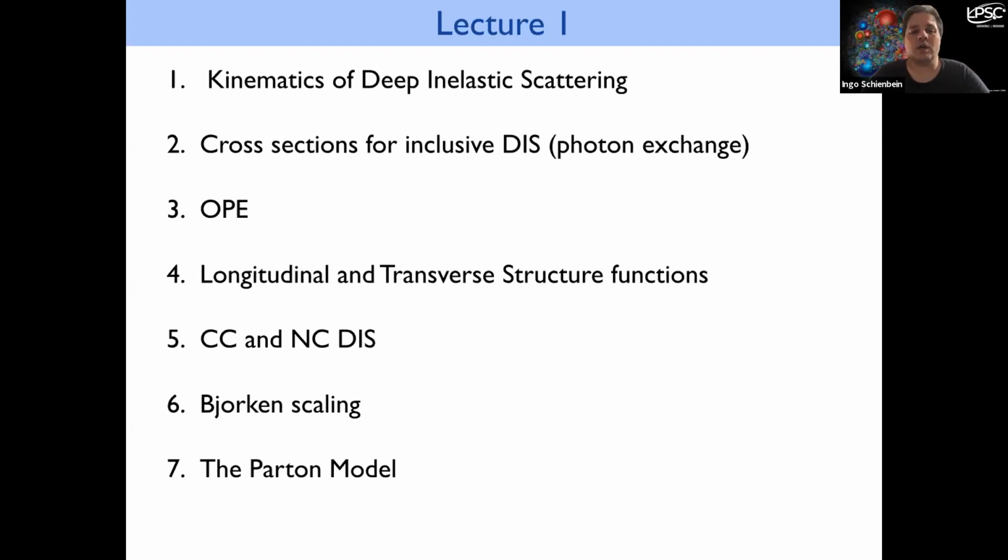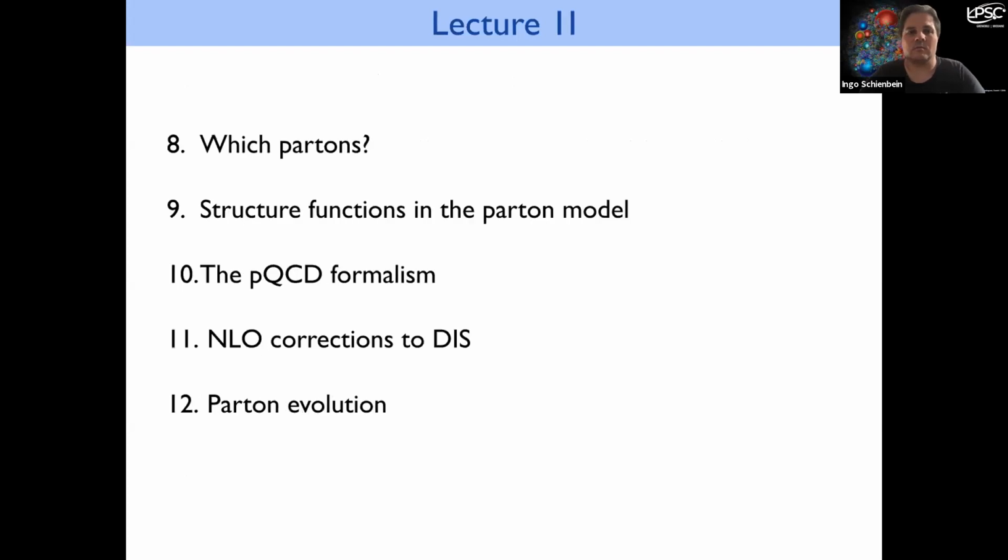Then we have a look at charged current and neutral current DIS, so including exchange of weak bosons, deep inelastic scattering with weak bosons. Then we come to the discussion of Bjorken scaling, and then we have to see whether we have no time left, or if there is still some time, I will start with the parton model. Otherwise, wherever we end here, we will continue tomorrow.